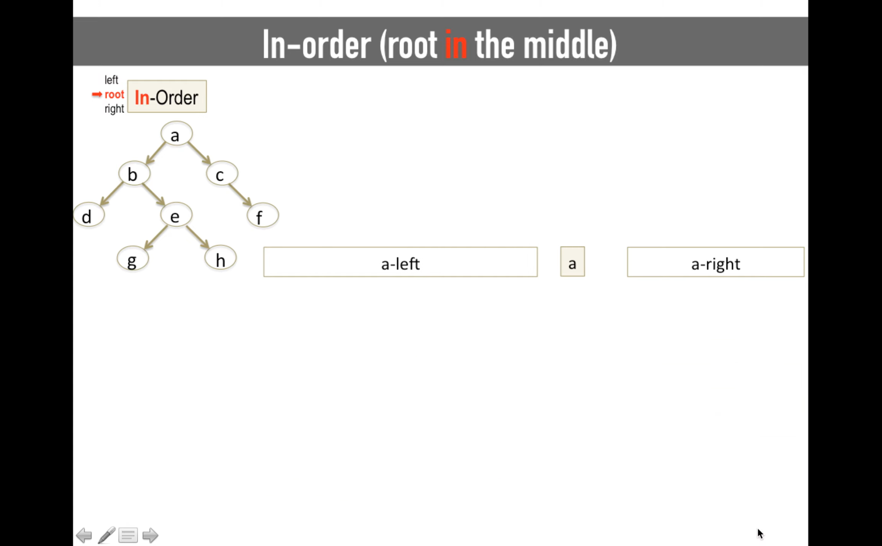Quickly, let's review the same for in-order. Root goes in the middle, so it's left, root, and right. This is not necessarily the same order that the nodes appear in the final result of the recursive function. This is just for you to remember how to construct this, okay?